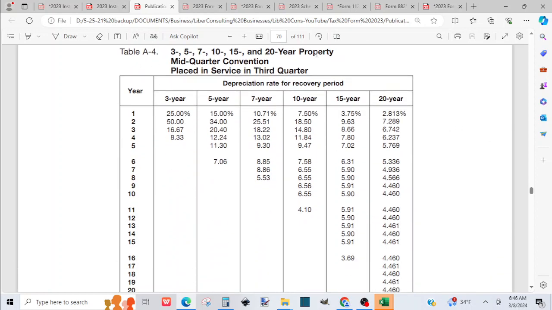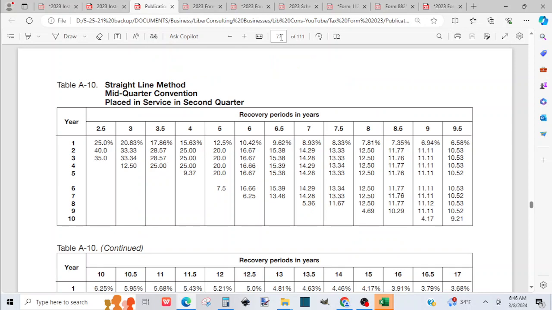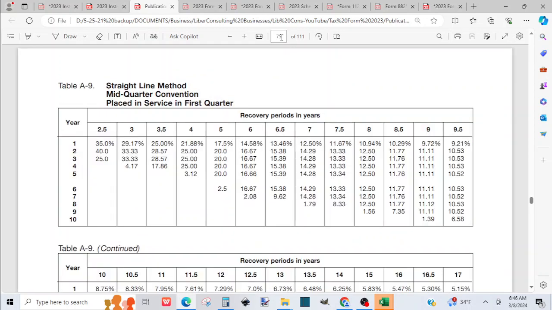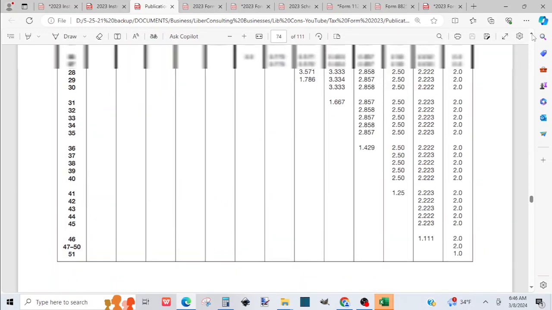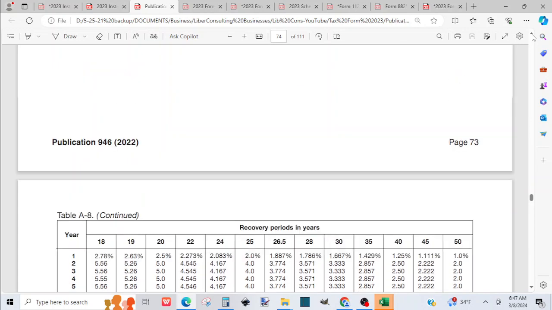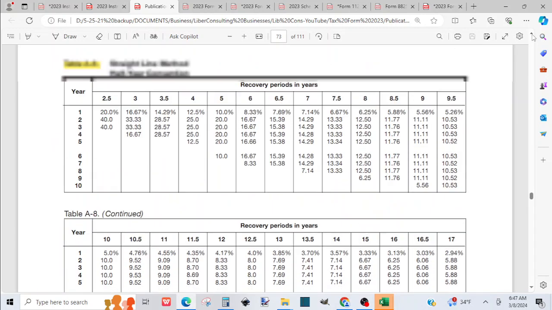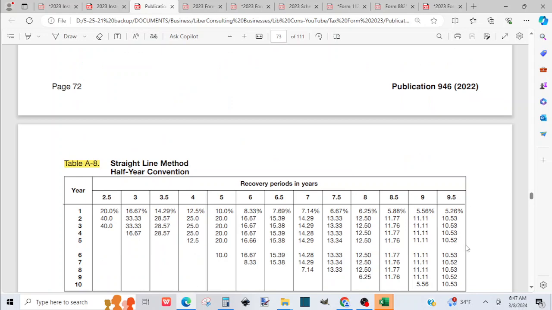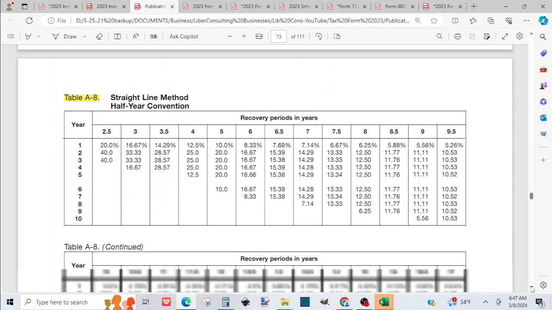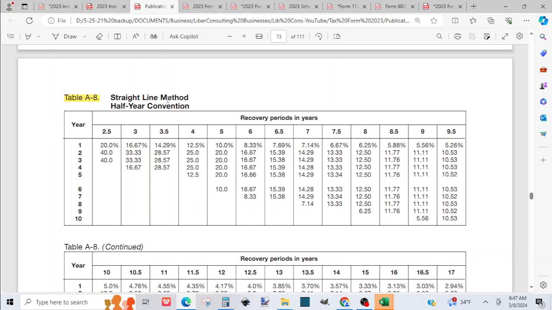And I'm just going to speed that up by trying 77, for instance, 75, okay, 73 or so, 73. Table A8, straight line method, half year convention, and then they have other years for that too. But now we are going to find what we are looking for, because you need your recovery period.